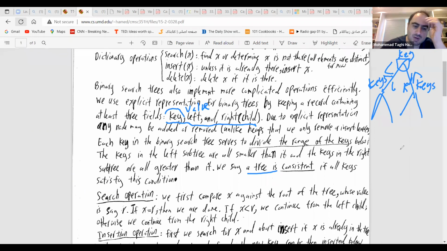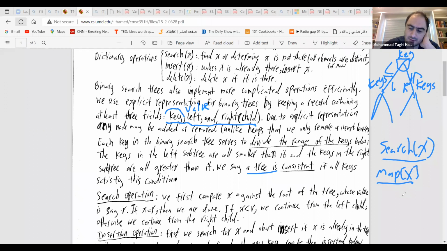So how can we do a search operation? You want to find the keys, so you want to search X. Again, searching X essentially means that you want to put, say, a map of X to something. To do anything like map of X, you need to find, to search X. So how can we do that? So this is X, and you consider the root. And then you compare the key of the root, root.key, versus X.